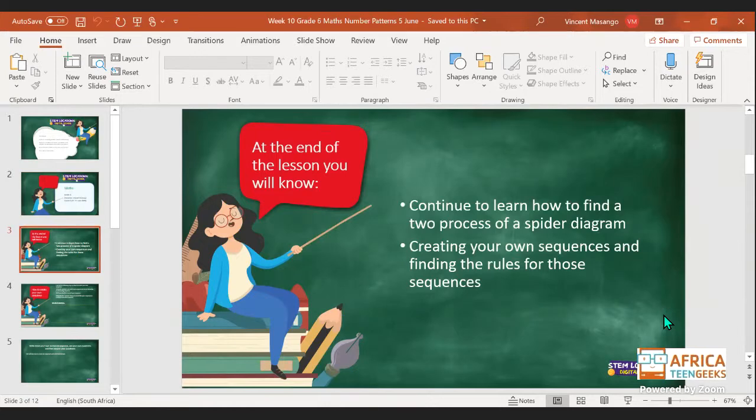Right, so at the end of this lesson, I'd want you to continue to learn how to find a two-process spider diagram, and then also create your own sequences and find the rules for those sequences.